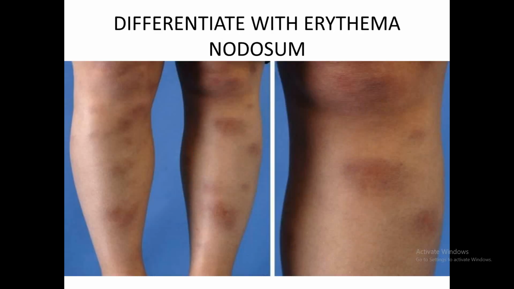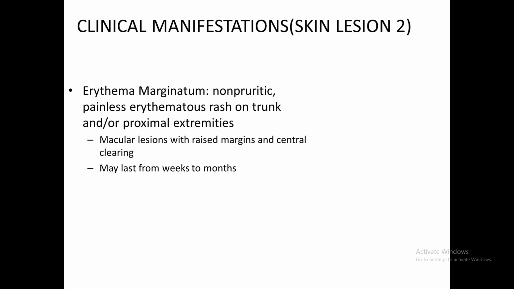They differentiate with erythema nodosum, which is present only on the shins. They are almost red and tender, erythema nodosum. So you have to differentiate between the rheumatic nodules and the erythema nodosum.